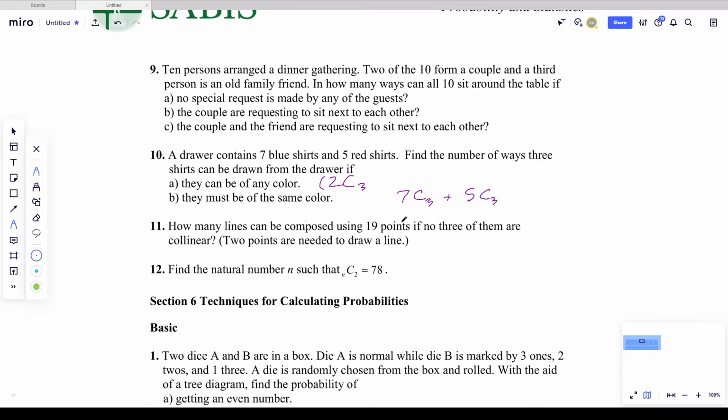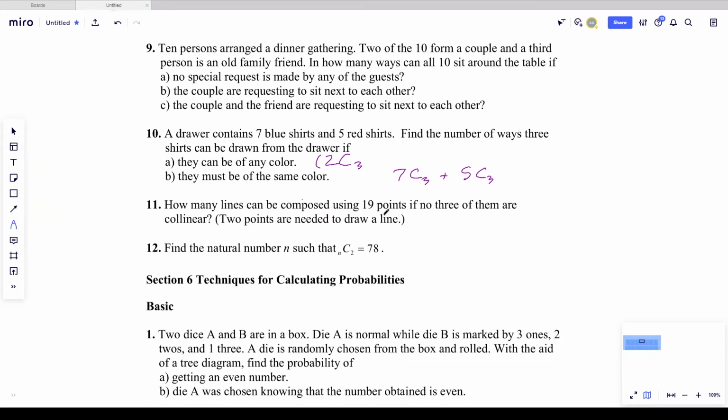And that's your answer. This one is a bit interesting, but what they tell you is basically a line needs 2 points to become a line, which is what we know. However, now we have 19 points. How many lines can we make if no 3 of them are collinear? We're not really going to consider the collinearity or the geometric reason behind it. So just use the logic.